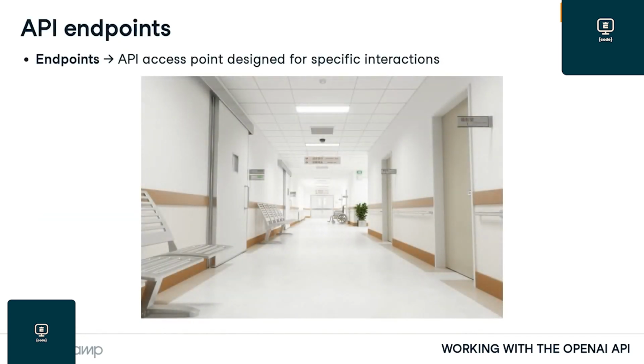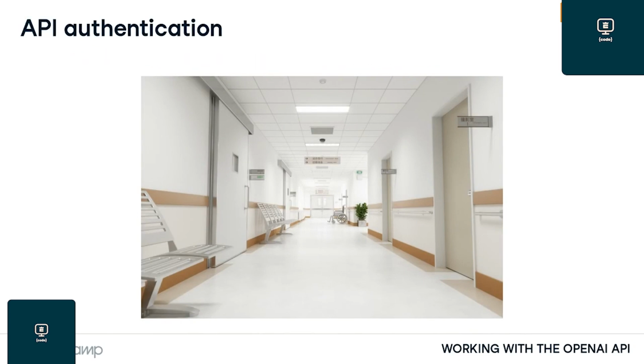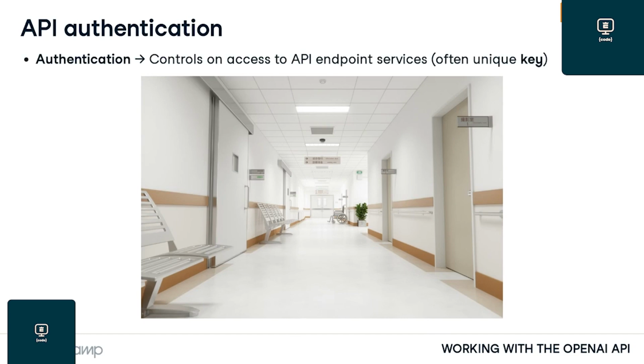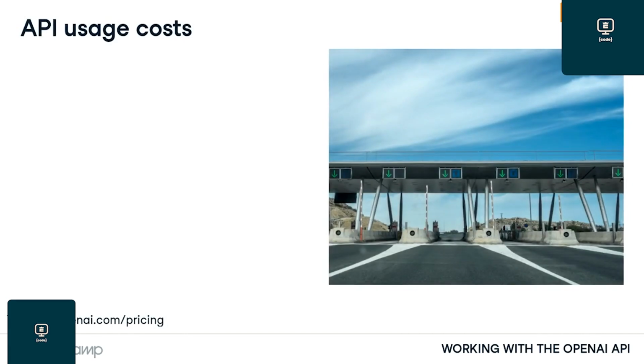Endpoints are a lot like doors in a hospital. Depending on the treatment required, patients use different doors to reach different departments. API endpoints, like many hospital departments, may also require authentication before accessing services. API authentication is usually in the form of providing a unique key containing a random assortment of characters. It's important to note that many APIs, including the OpenAI API, have costs associated with using their services. For OpenAI, these costs are dependent on the model requested and on the size of the model input and output.